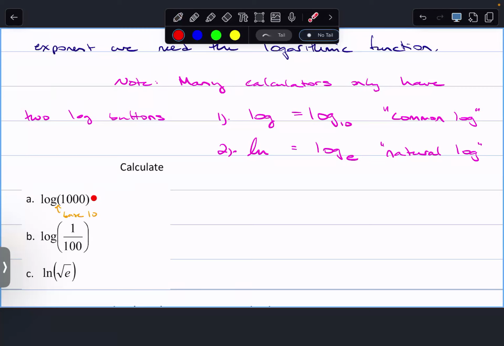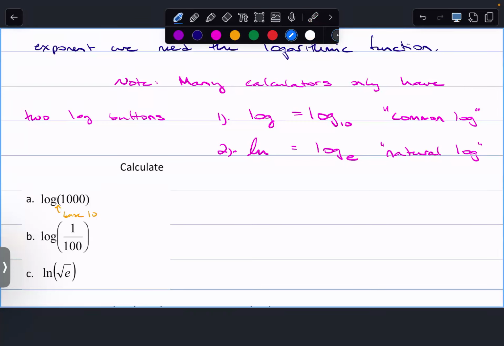So we could use our calculator. How about we start to think about rewriting these in terms of exponents instead, right? And then we'll check with our calculator, of course.